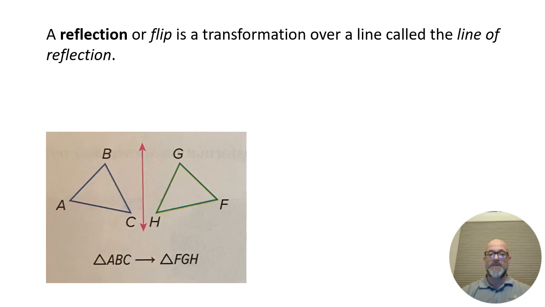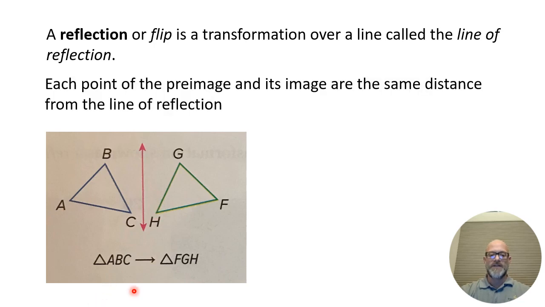Okay, the first type is called a reflection. A reflection or a flip is a transformation over a line called a line of reflection. Blue is mapping to green. Preimage is mapping to image. Input is mapping to output. How does a reflection work? See this y-axis, it's a line of reflection. And ABC is going to map to FGH.